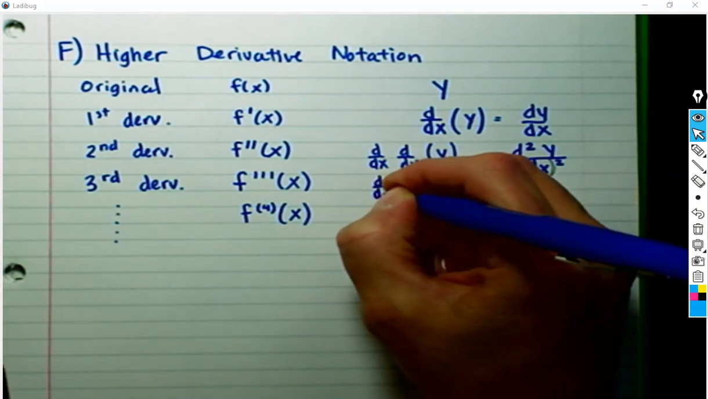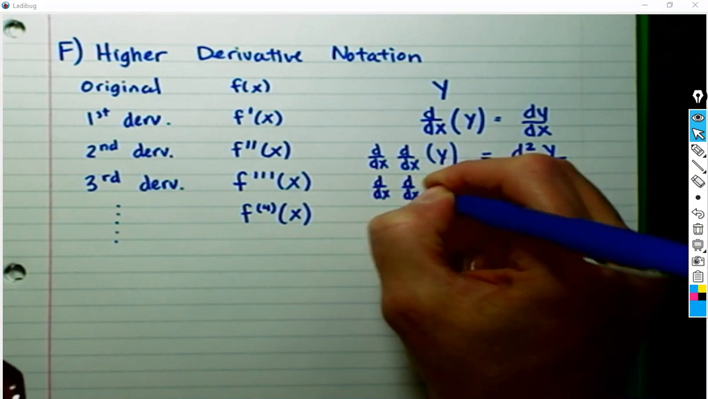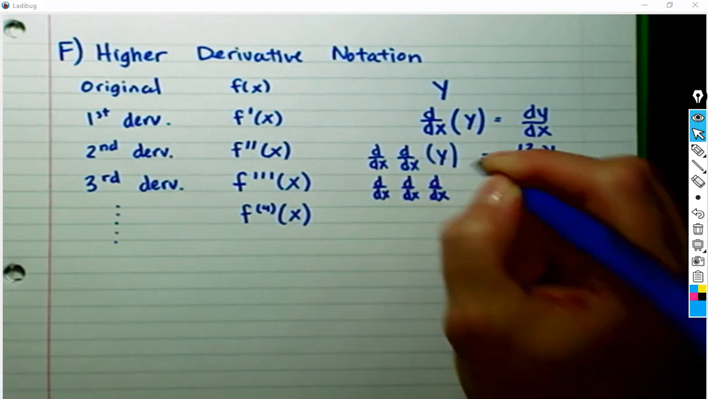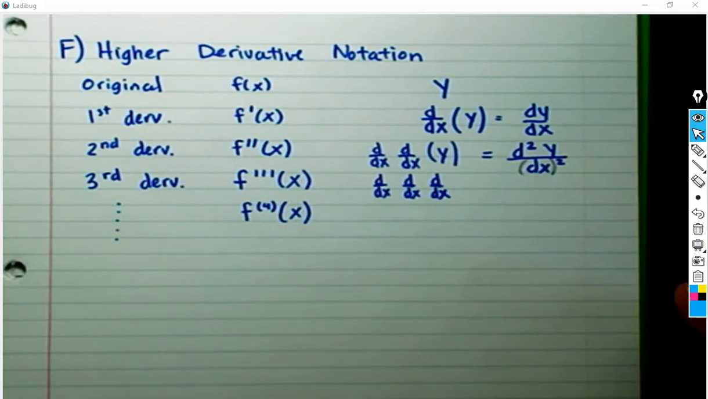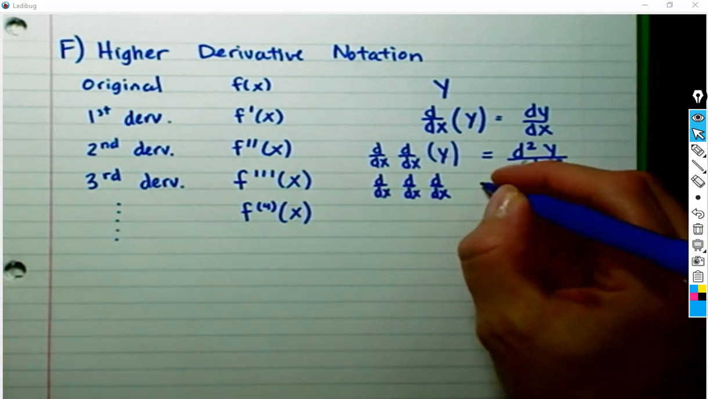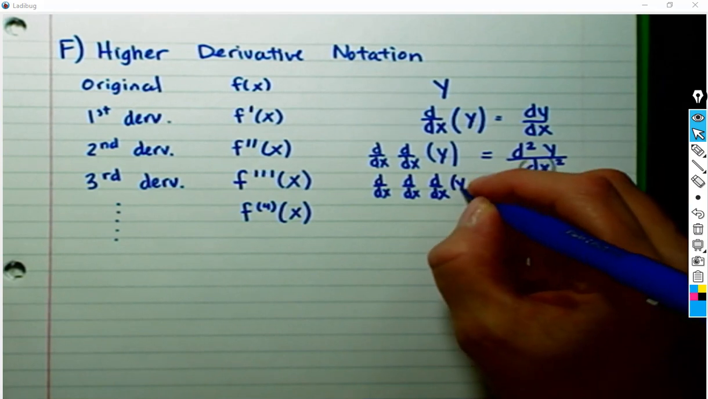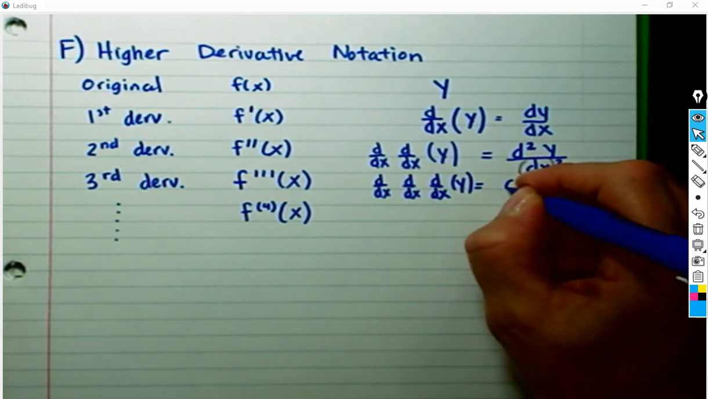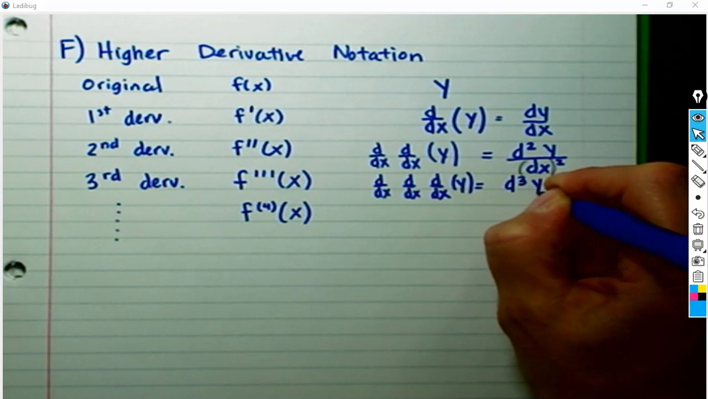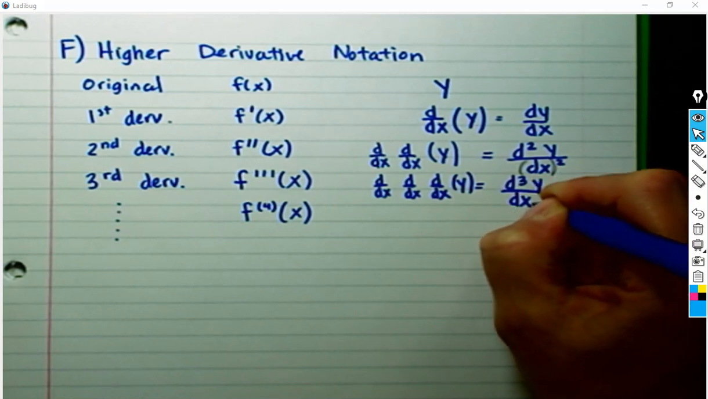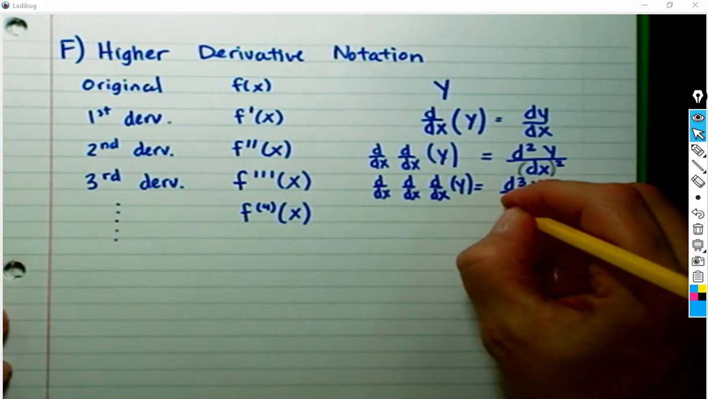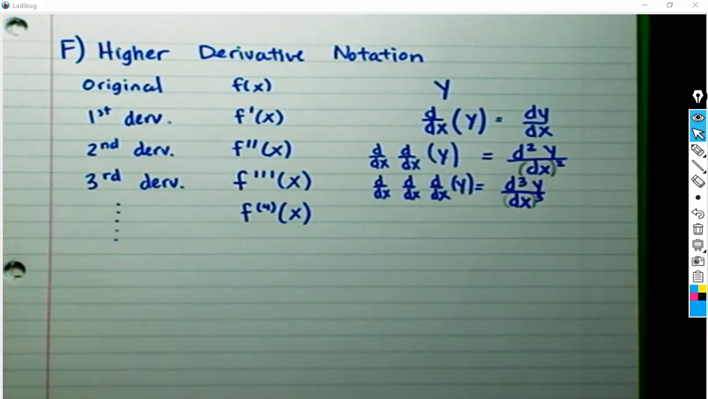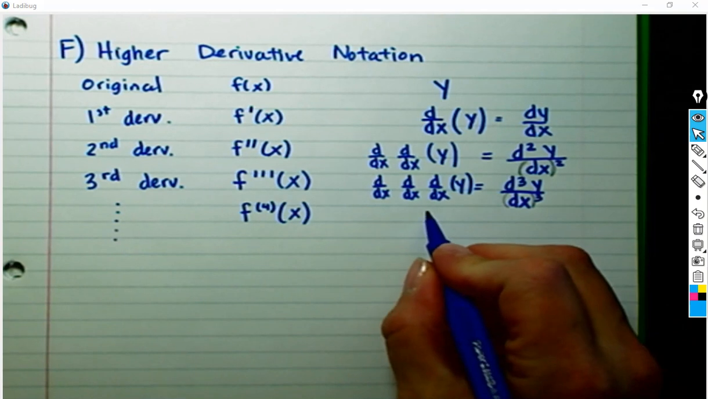Okay, the third derivative means, right, d dx is the directions that mean find the derivative. It wants you to find the derivative 3 times of the starting point. So that's d cubed y over dx cubed. And again, you're never going to see these parentheses in a textbook. And I'm just going to say dot, dot, dot.